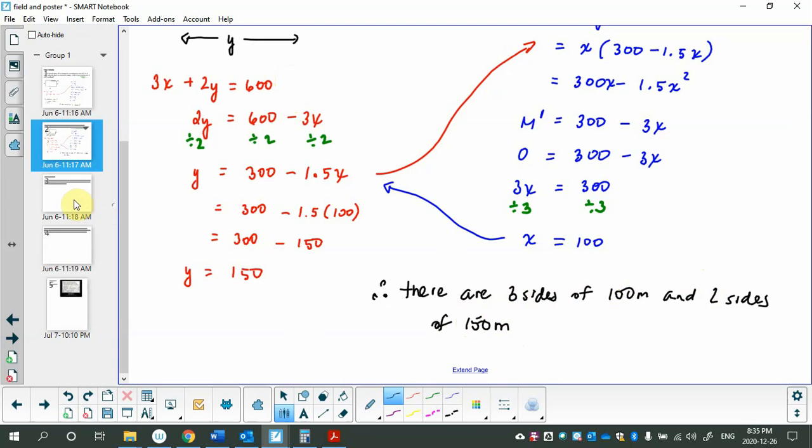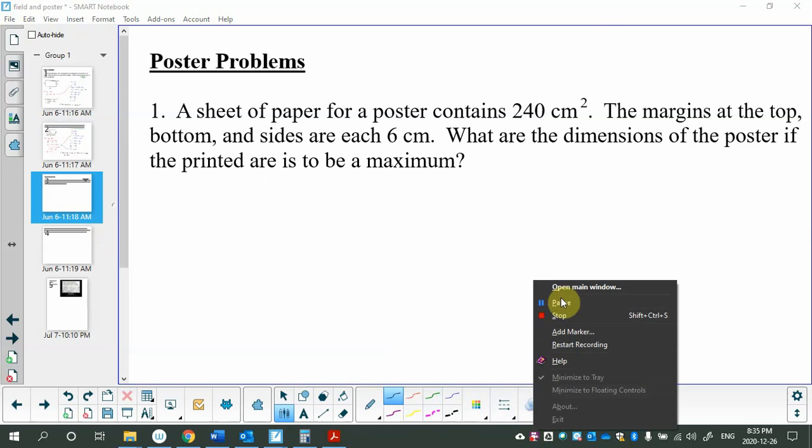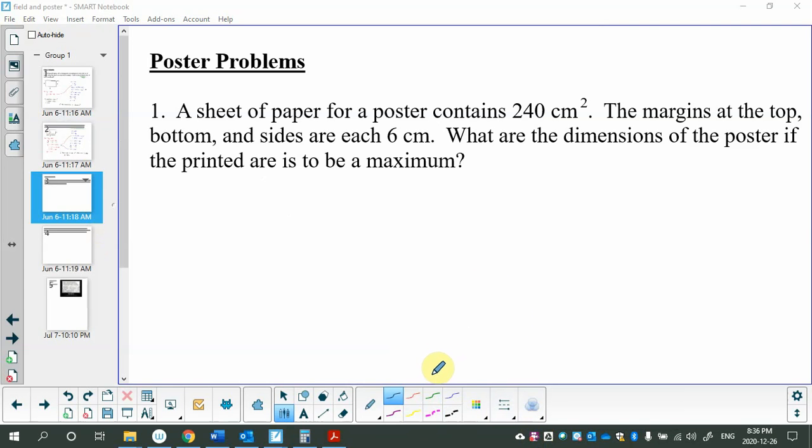All right, time for a poster problem. They are the thinkers. You may have done these in grade 10 and 11 as well. I'm going to take a little pause, stretch my hand for a sec. Okay, poster problems. So I'm going to draw a poster, but I'm going to do a little color coordination here. I'm going to draw my poster in black.